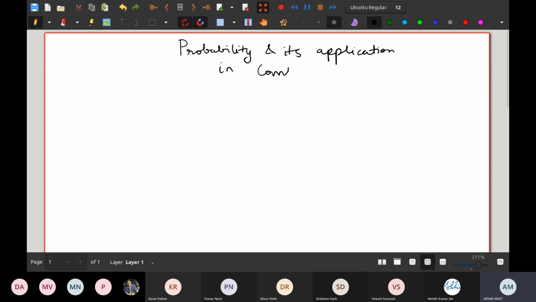So today's topic is probability and its application in combinatorics. Usually we used to see it the other way around, like it used to be combinatorics and then probability.